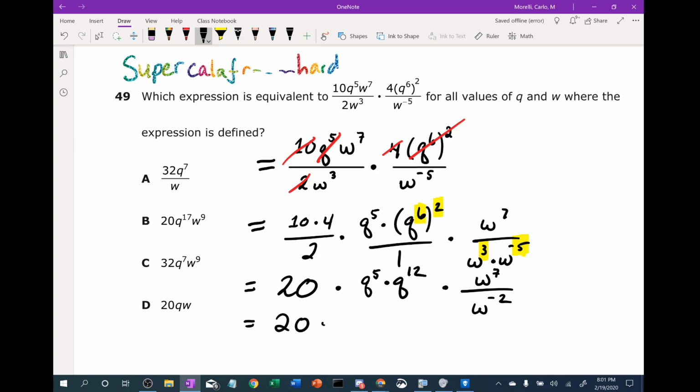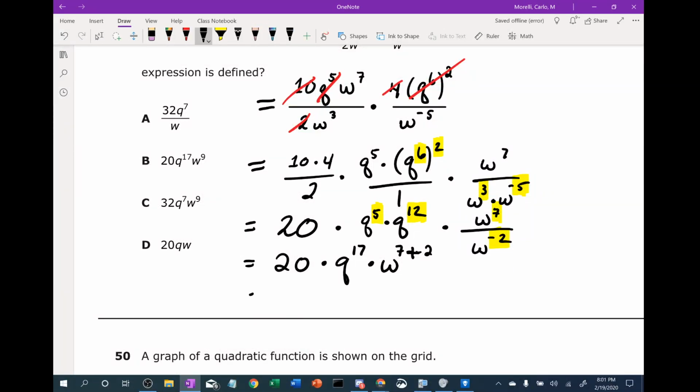So now we have 20 times. Now we can apply the product rule. When you have bases that are the same, you add the exponents when you're multiplying. You have q to the 17th power times, and now here you got the quotient rule that needs to be applied, which is w to the 7 minus negative 2. That's 7 minus negative 2, which is 7 plus 2. Final answer, 20 q to the 17th, w to the 9th.